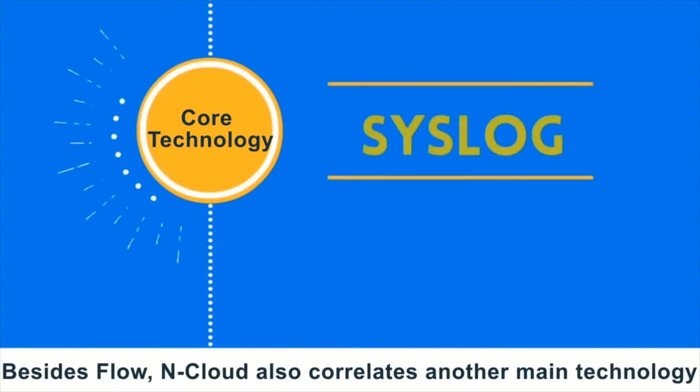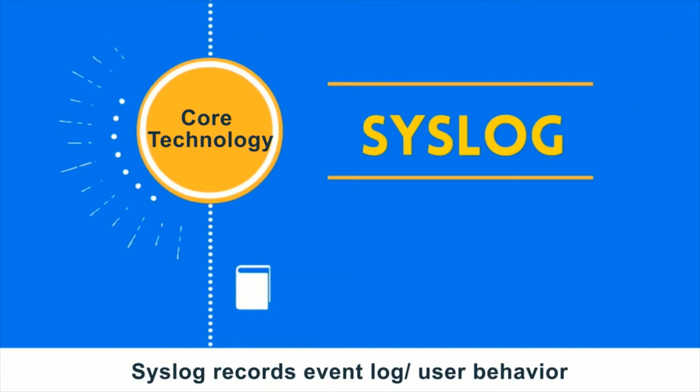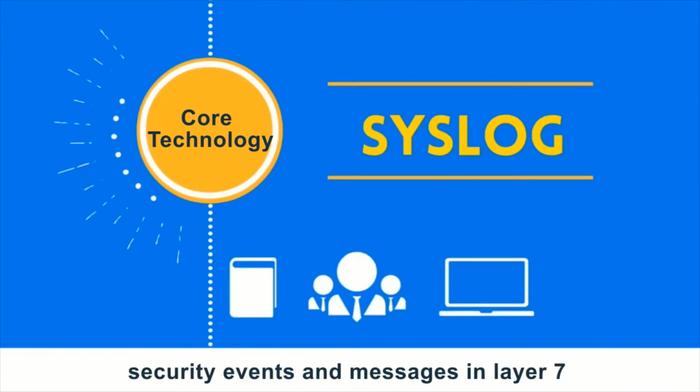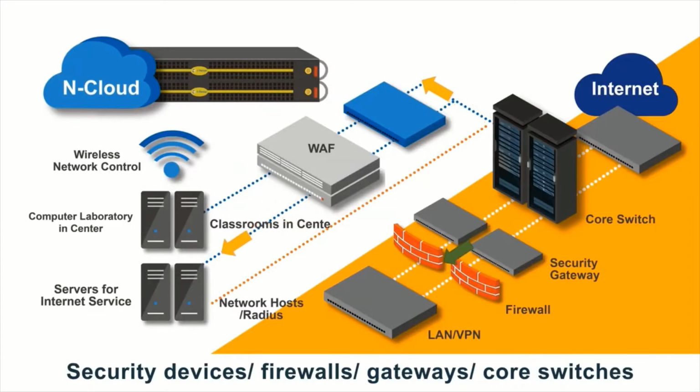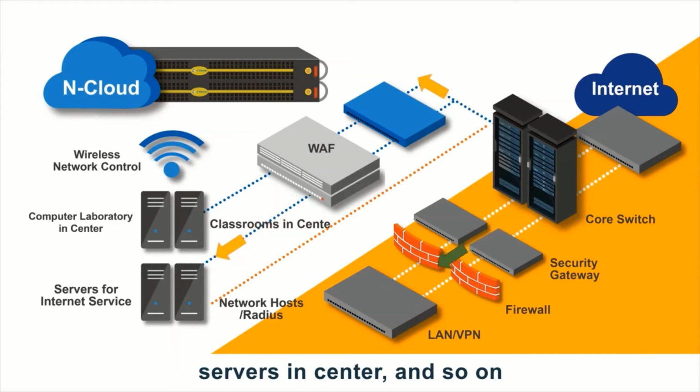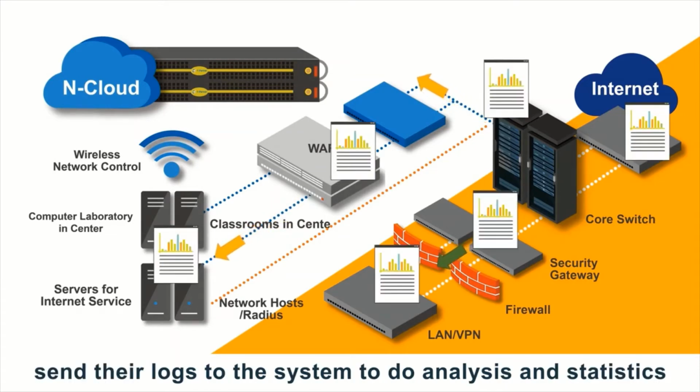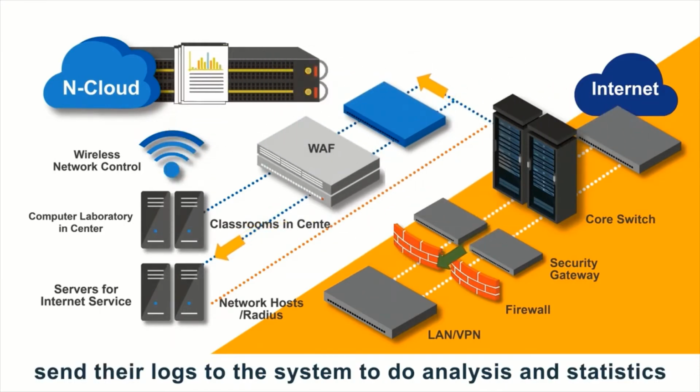Besides flow, nCloud also correlates another main technology, syslog. Syslog records event logs, user behavior, security events, and messages in layer 7. Security devices, firewalls, gateways, core switches, servers in the center, and so on send their logs to the system to do analysis and statistics.